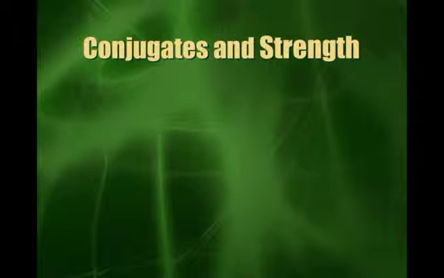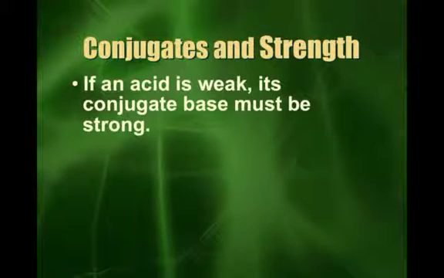Okay, so conjugates and strengths. We're going to have a couple terms here, and then we're going to figure all this stuff out. If an acid is weak, its conjugate base must be strong. This is very important. Remember we talked about conjugate pairs when we talked about the Bronsted-Lowry acids. A Bronsted-Lowry acid is the one that donates the proton, or basically whichever one has more of the hydrogen is the easiest way to figure that out.